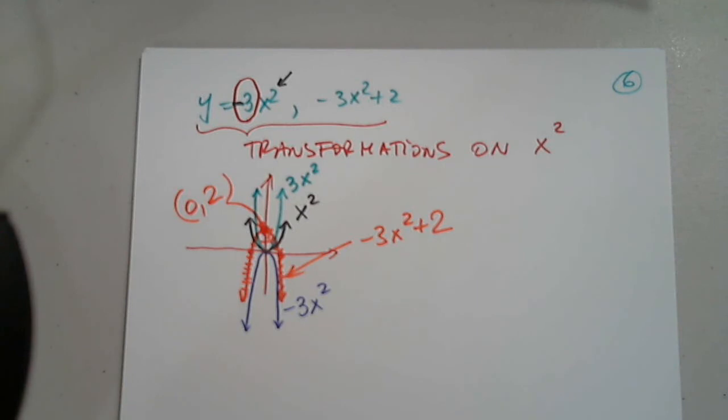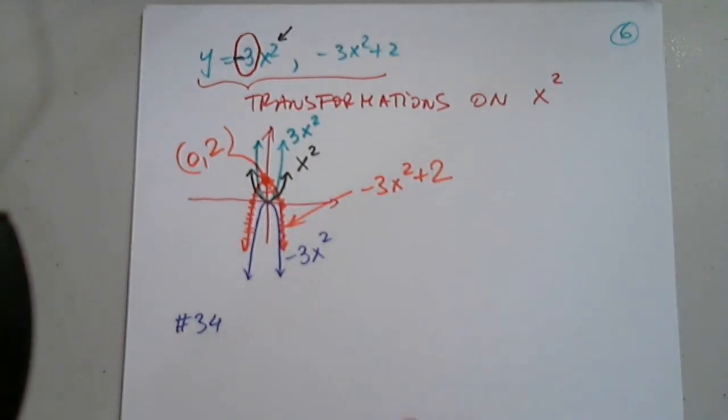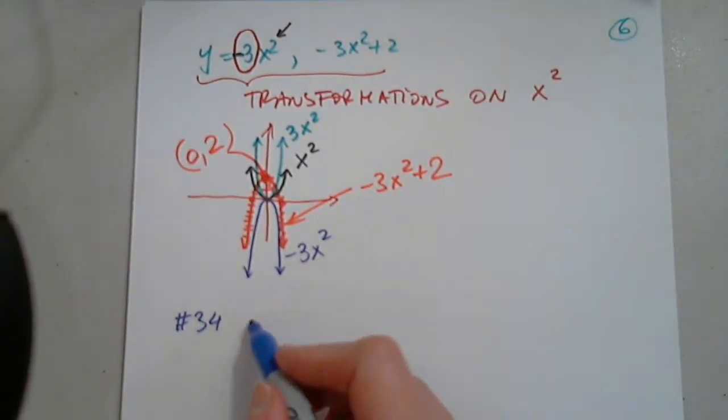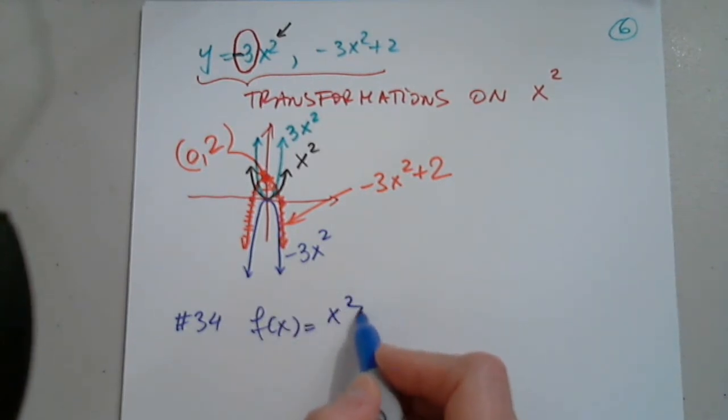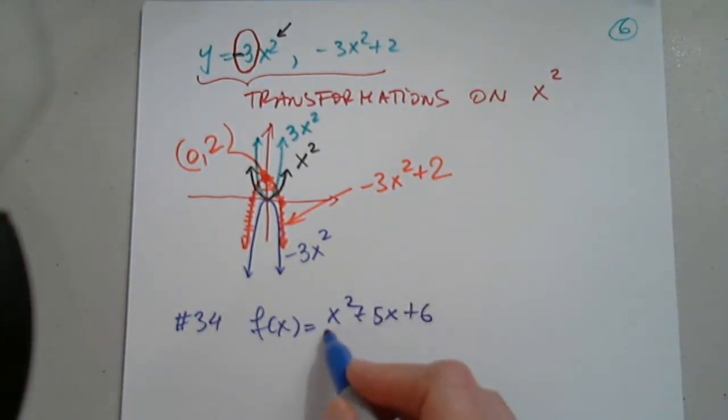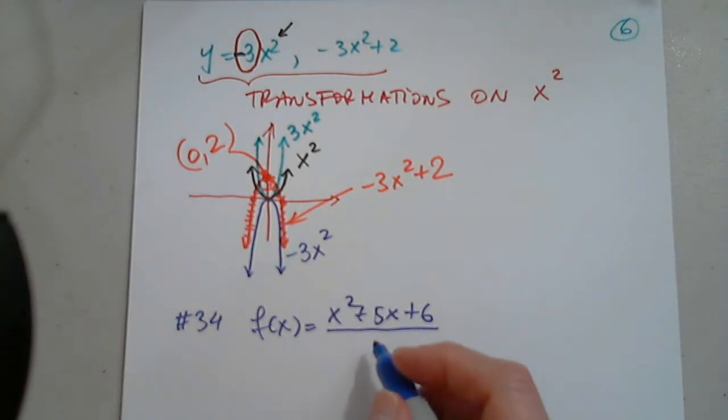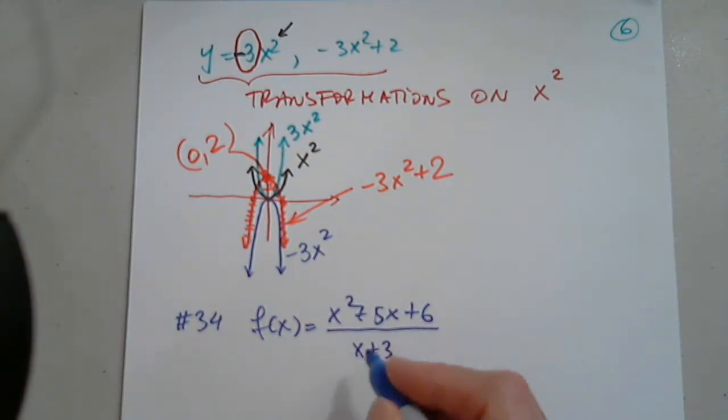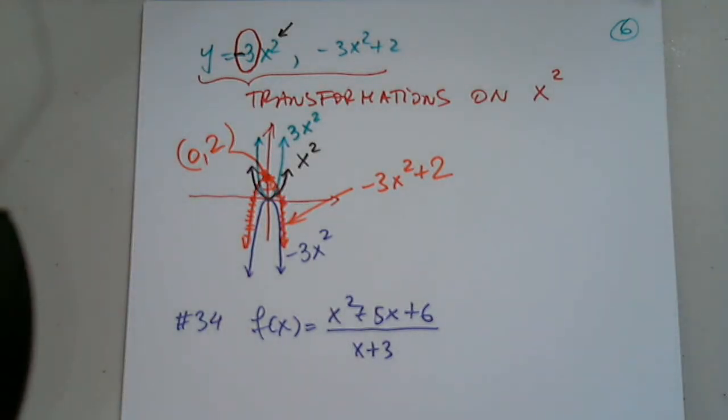Other graphs you would like to see? Again, they're all transformations. We can look at these that I just mentioned. Yeah, can we do 34? Yes. So let's do 34. In 34, we have f of x equals x squared plus 5x plus 6 divided by x plus 3. Perfect. I'm going to stop sharing. Good pick. Okay. So what type of function is this?